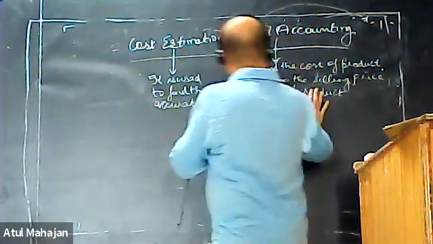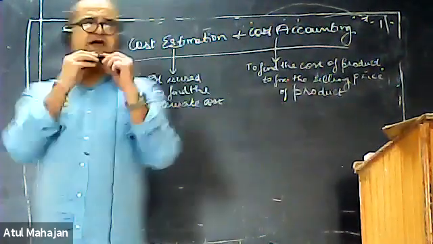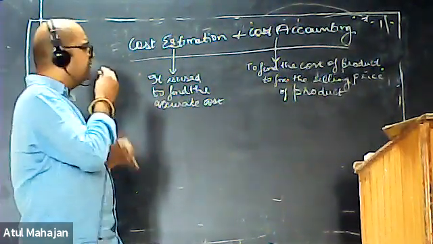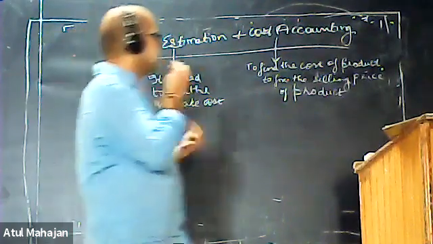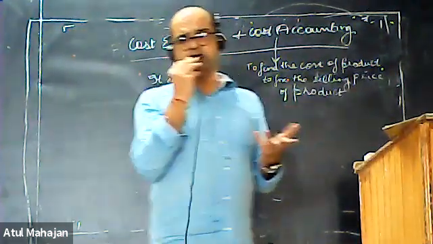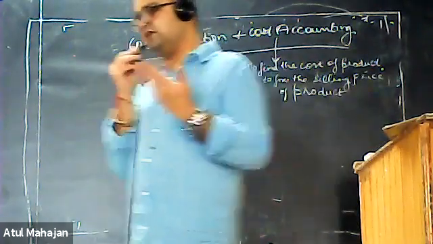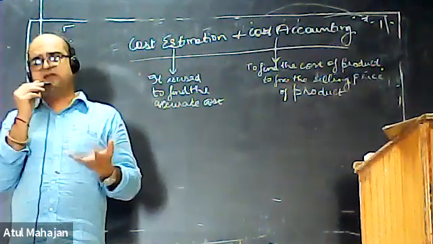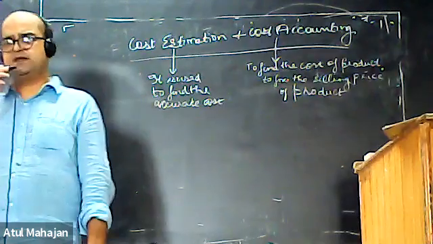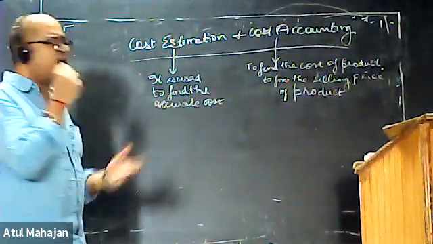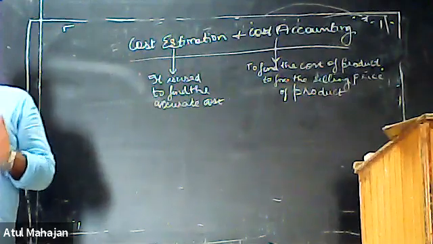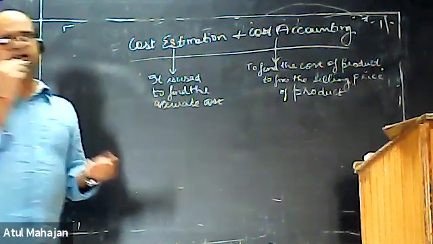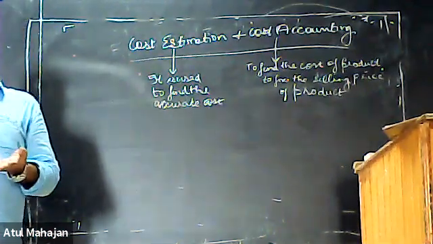Then what is cost accounting? Cost accounting is actually to find out the cost of a product, basically to fix the selling price of the product. If I'm manufacturing certain items at my factory and I need to fix the selling price of my product, how could I fix it? I need to know the cost of the product first. If that cost of a product is known to me, then only I can say that this is the selling price of my product. Isn't it?